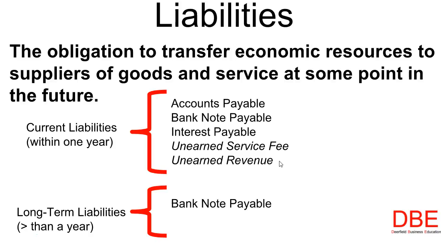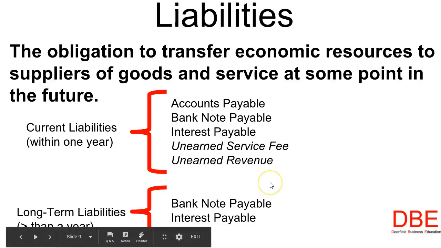Long-term liabilities are more than 1 year. So a bank note payable, I could owe the bank beyond the year. Think about your parents, who might have a mortgage on a house, and so they owe that money beyond the upcoming year. That would become a long-term liability. And same thing with interest. The interest could potentially be a long-term liability also.